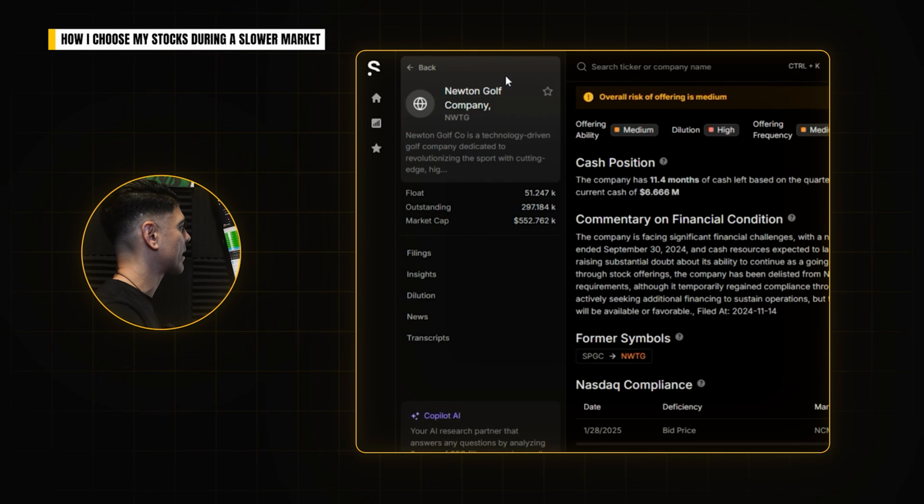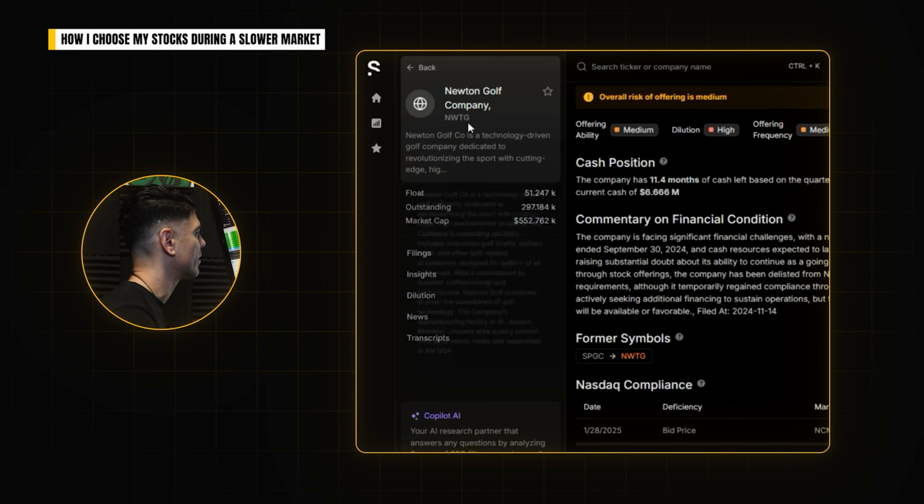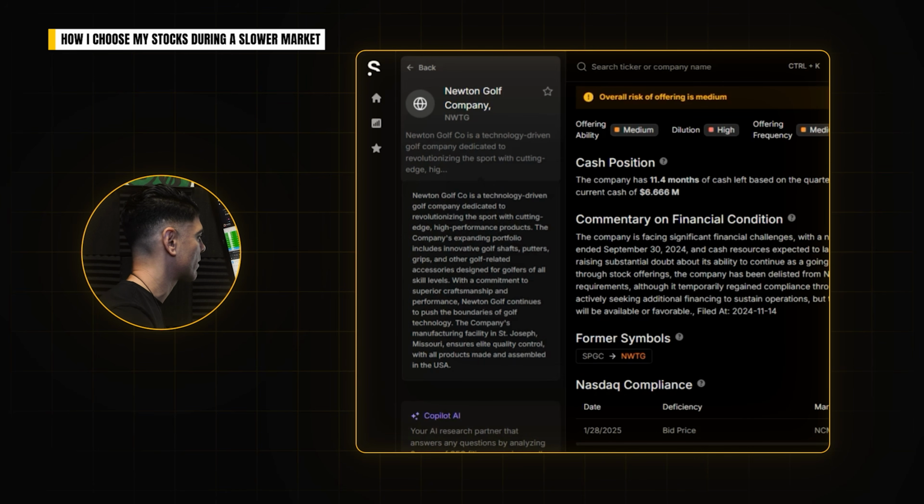To keep my research process efficient and accurate, I use Ask Edgar and Flash Research. On Ask Edgar, I can look up this stock NWTG and it will quickly tell me the information that I need to know. Okay, so as we can see with Ask Edgar, it gives a brief synopsis of the company. So it's right here, you get a description. Newton Golf Company, NWTG. Newton Golf is a technology-driven golf company, revolutionizing the sport with cutting-edge high-performance products. Okay, so basically it's a golf company with some technology.